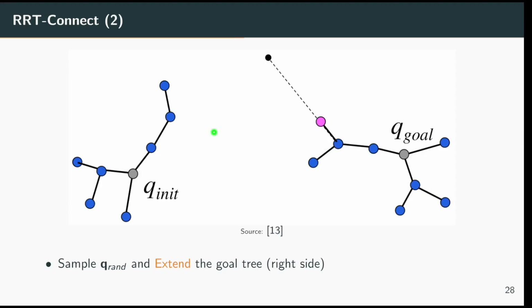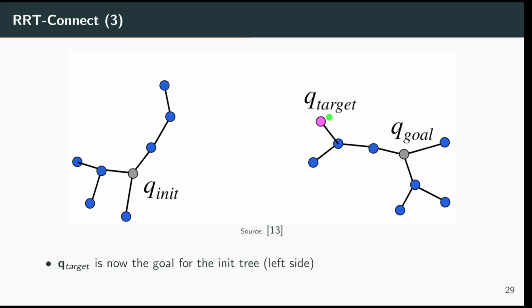So here's a little example. We have our start configuration with some tree, and we have our goal configuration that also already has some tree. Currently, we extend the goal tree on the right side. We sample this point, and we found this node over here that is the closest. And now we try to connect. We don't try to go to the point that we sampled, but instead we try to connect to the other tree on the left side.